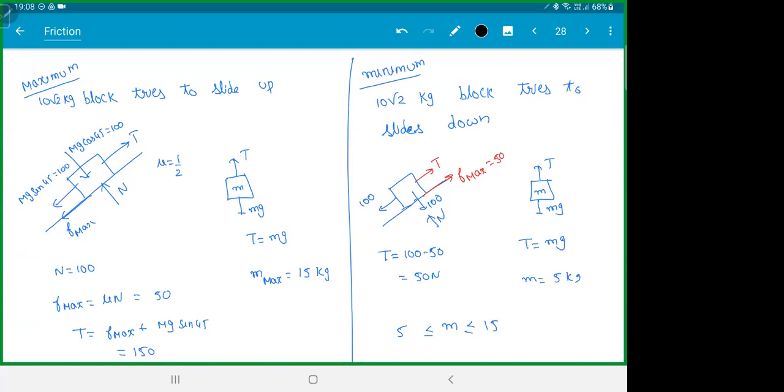If m is so heavy, the block will try to go up, friction piche lagega. If m is so light, the block will try to slide down, friction upar lagega. And then you get the maximum and minimum value. So any answer between this is an answer.